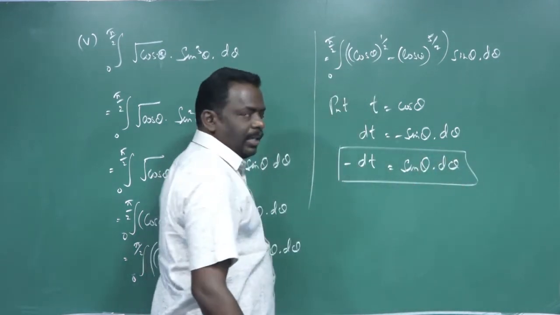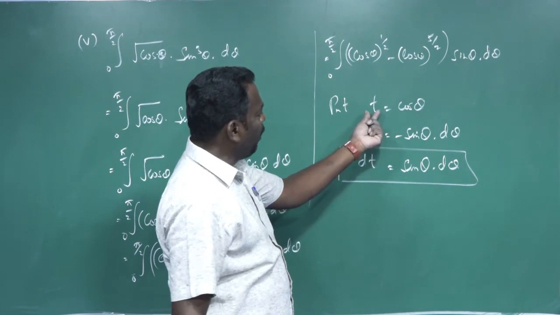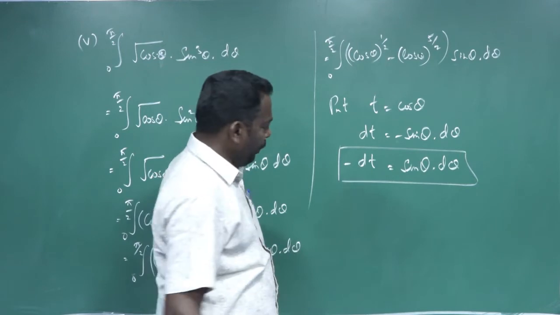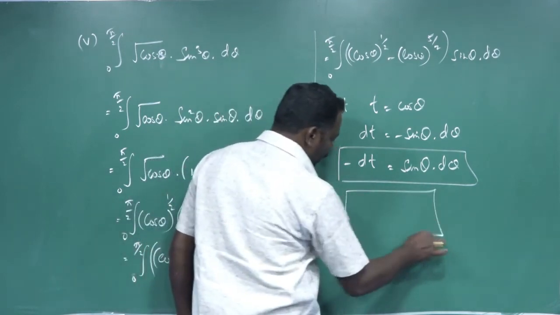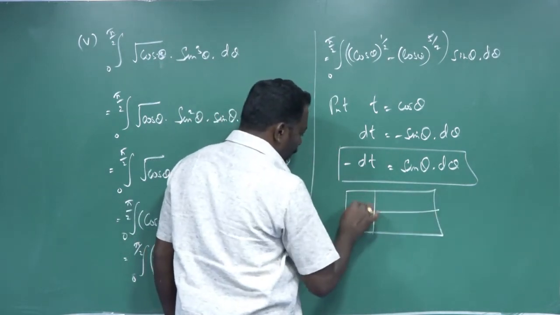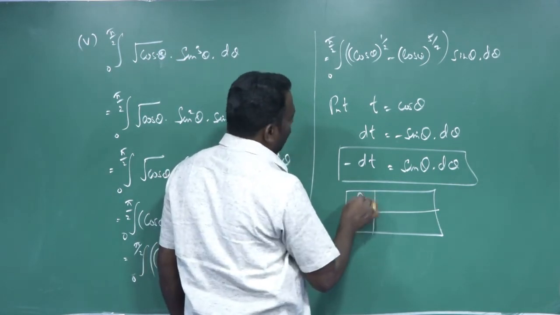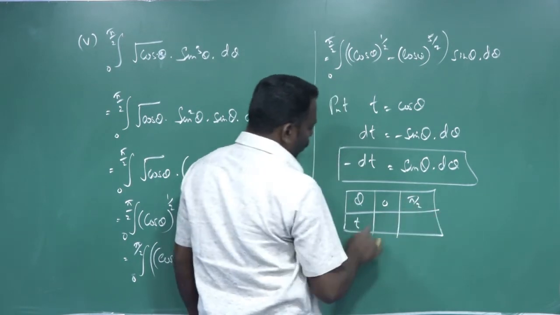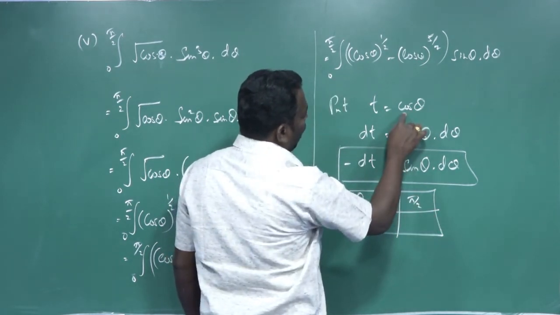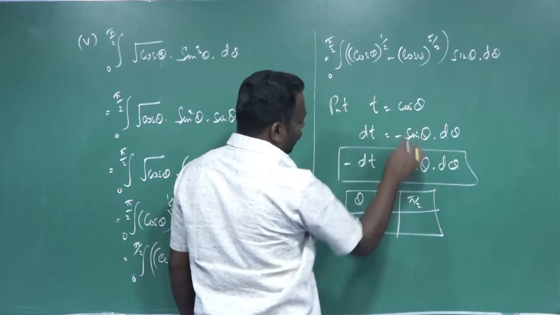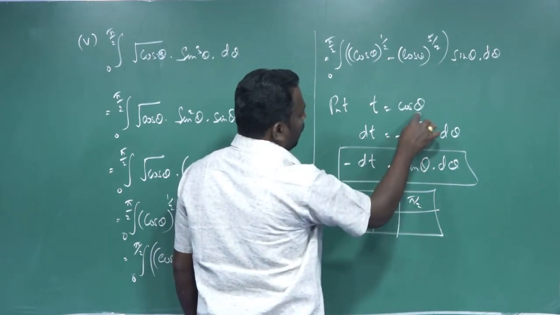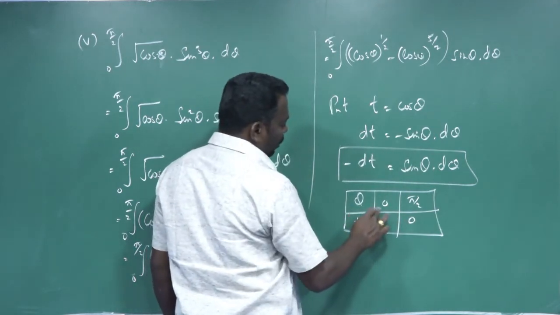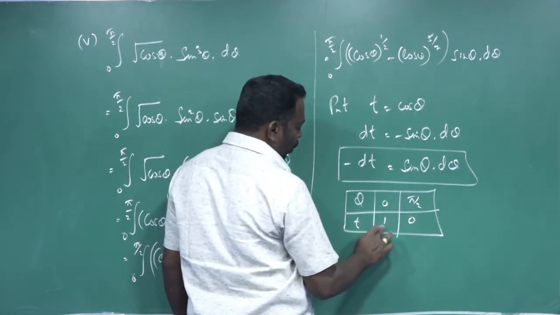So now what we have to find next: if you are taking any variable equal to t, we have to find the range of the function. Therefore, what is the range from theta to t? The theta range is 0 to pi by 2. Put 0 in t: cos 0 equal to 1. For theta equal to pi by 2, cos pi by 2, cos 90 equal to 0. Therefore, theta range is 0 to pi by 2, and t range is 1 to 0.